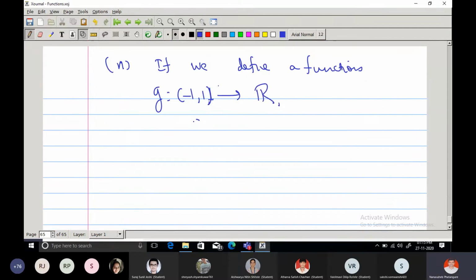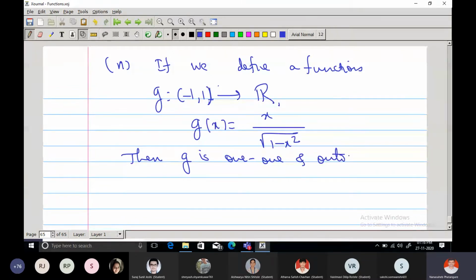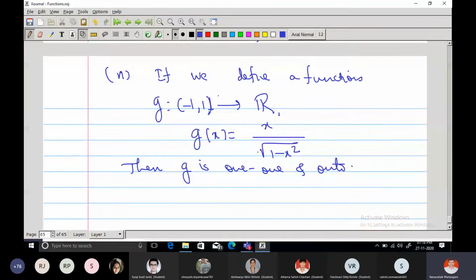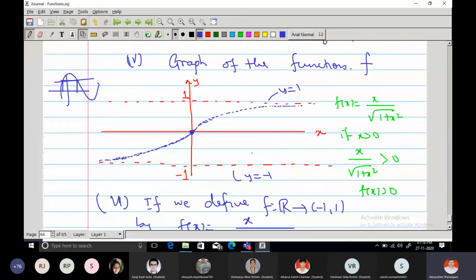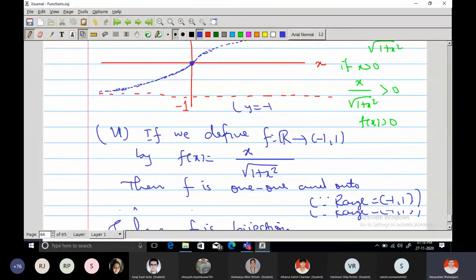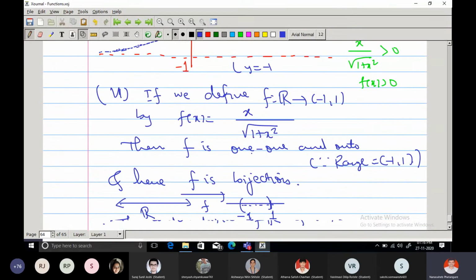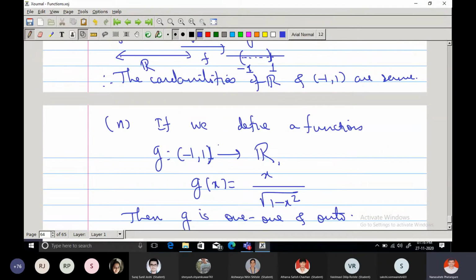Then g is 1-1 and onto. How do I define it? Because I know that if I want to go back from minus 1 to 1 to R, by previous discussion, if y is here, then what is the corresponding x here? I can produce it, right? And what is the process?